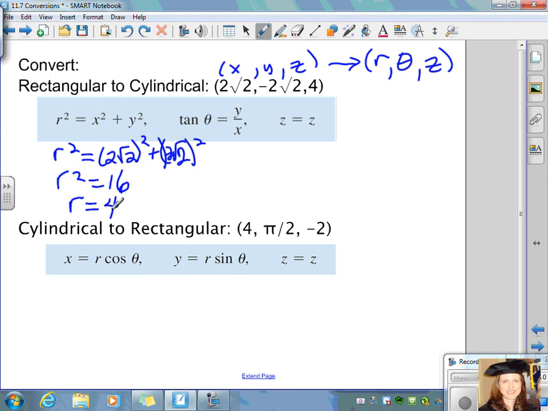To find the angle theta, we use the second conversion equation where tangent theta is equal to y, which is negative 2 radical 2, over x, 2 radical 2, and we get negative 1 when we simplify that. So the tangent of theta is equal to negative 1. To find the angle that corresponds to tangent theta equals negative 1, you can find the arctan of negative 1, or inverse tangent of negative 1, and find that the angle theta is equal to negative pi over 4.